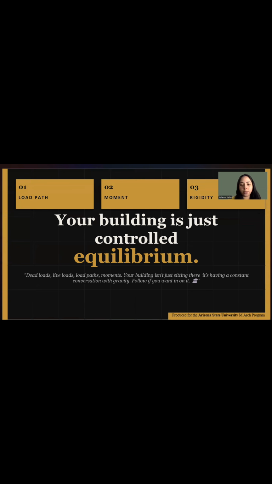And then we have my closing notes. So your building is basically a really expensive physics problem solved in advance, but what I'm trying to say is, dead loads, live loads, or lateral movement, your building is never just sitting there. It's having a constant conversation with gravity.